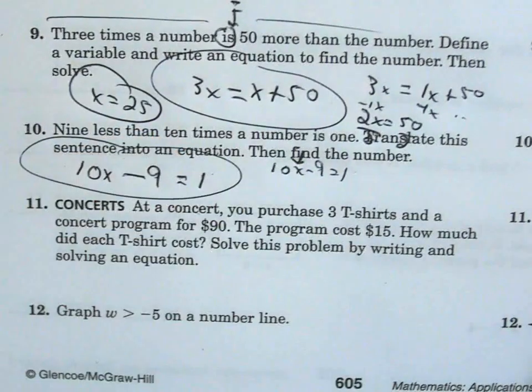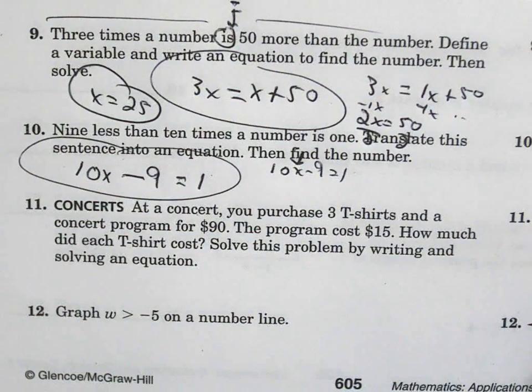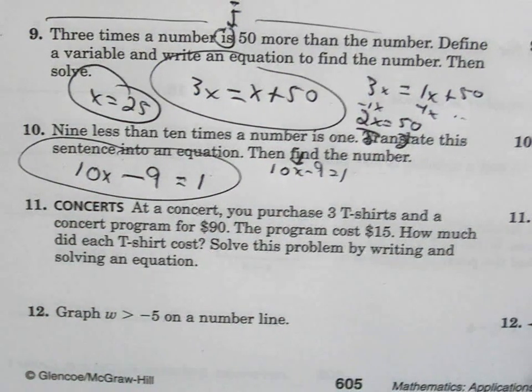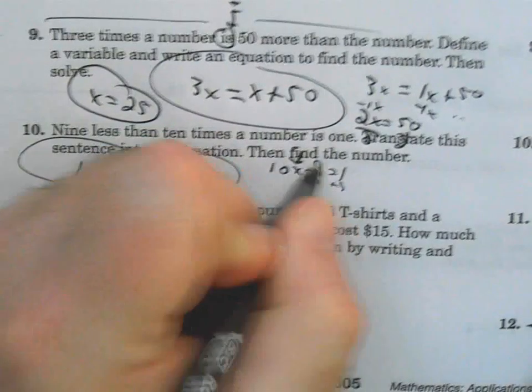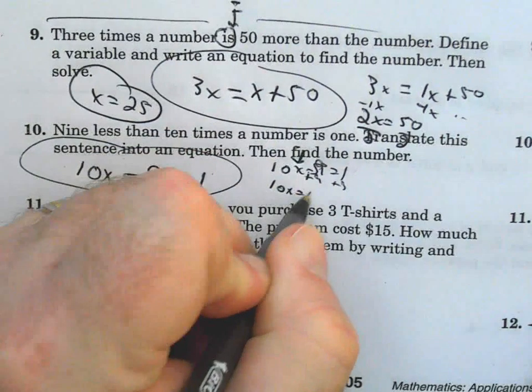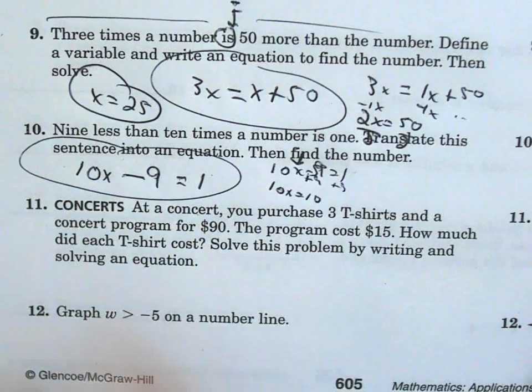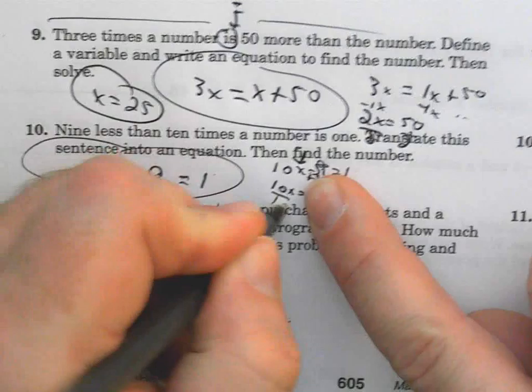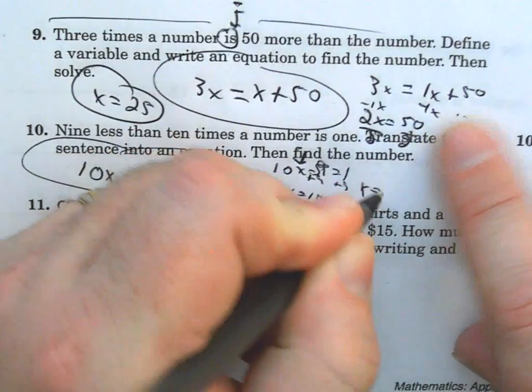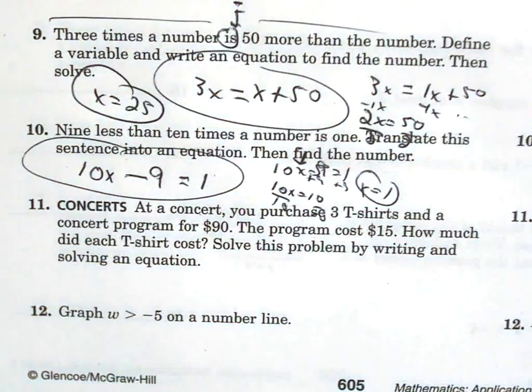My thinking has to start by x. I want to undo minus 9. Who wants to tell me how to undo minus 9? Emma: Plus 9. Plus 9. 10x equals 10. Don't look at this number, you're not allowed to. Divide by 10 on each side. X equals 1.